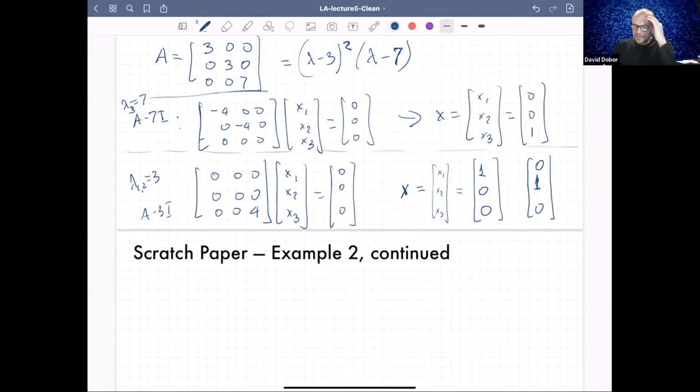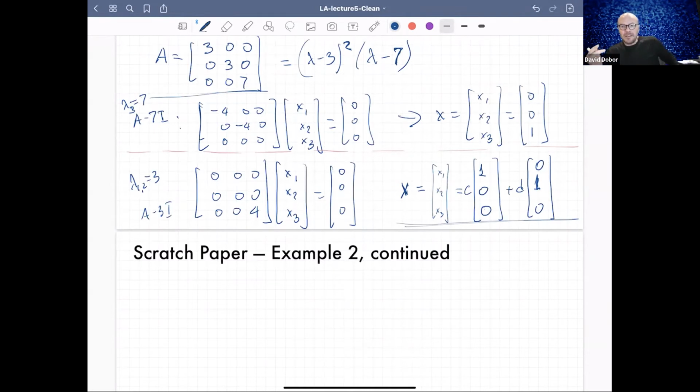And then we said that some linear combination of these 2 vectors is going to form the solution. Is it clear that any x of this form is a solution to this system of linear equations? Are we on the same page with this?